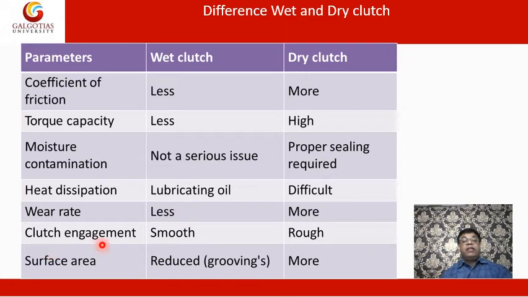Then clutch engagement is smooth because of the cooling oil, and in the dry clutch the engagement and disengagement is rough because of the dryness. Then the surface area of the wet clutch is reduced because grooving is there for carrying oil, and in the dry clutch the surface area is more.